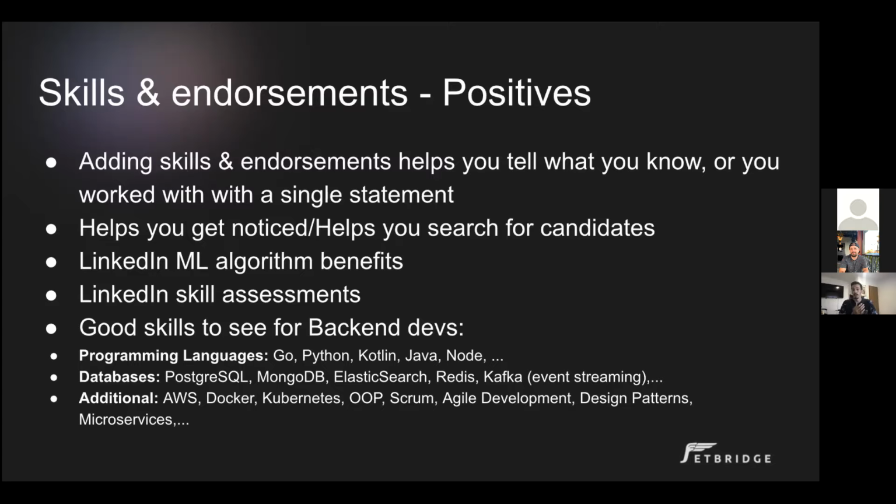Databases, if somebody says, it can just be a skill called databases. That's a nice thing to say, but it's also good to specify, I'm good with Postgres, maybe MongoDB, Elasticsearch. All of these things are good skills to see if you are looking for backend people. And additionally, it's a good thing to see somebody being comfortable with Kubernetes, Docker, AWS, and some design patterns. So for example, somebody is good with agile development, Scrum, microservices. Those are more like broad terms, but they're also good to see.